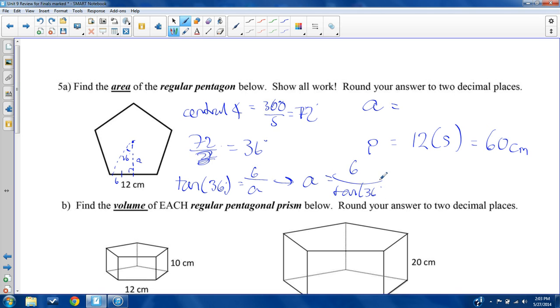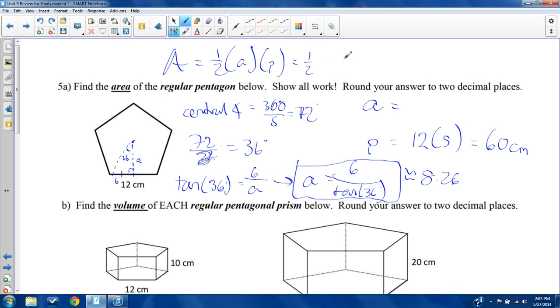Notice how I'm going more quickly through this kind of problem. I need to assume that you know this stuff now if you practice this. So your apothem is 6 over tangent of 36. I can round off that value. 6 divided by tangent of 36, you get about 8.26. So your area is 1/2 your apothem times perimeter. So it's 1/2 times 6 over tangent of 36 times the perimeter, which is 60. So I can do that times 60 divided by 2. So I can get 247.75 square centimeters.